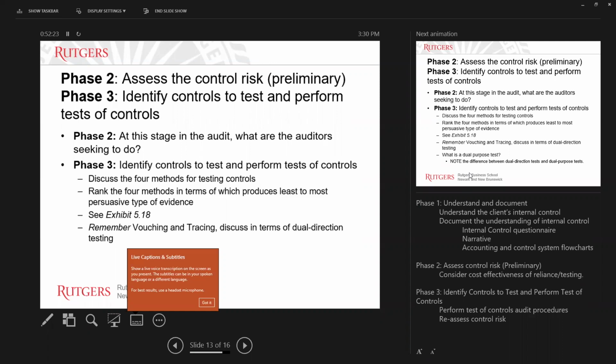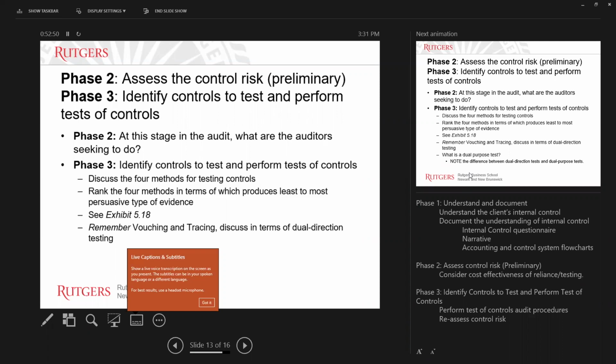Tracing and vouching, remember we said you trace to get evidence of completeness of some sort of account, like in this case, sales. We're vouching, right, from the sales journal to a shipping document, we would be vouching for occurrence, right? Both of those are examples of substantive procedures, right? That's called a dual direction test.